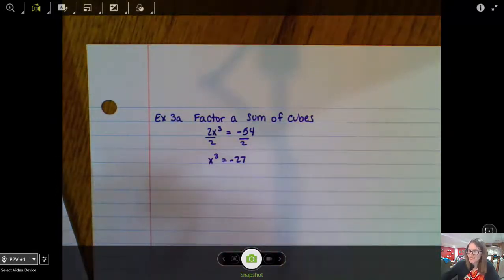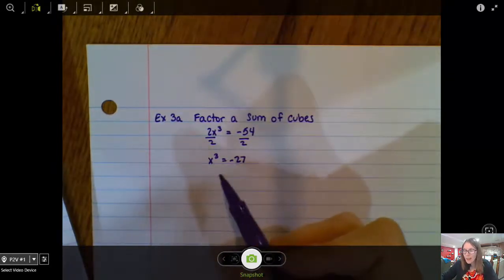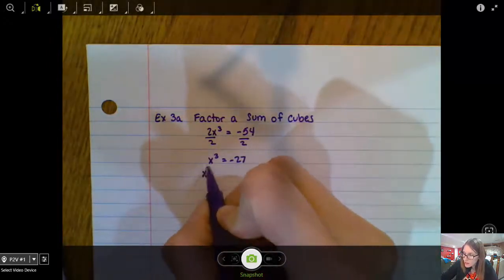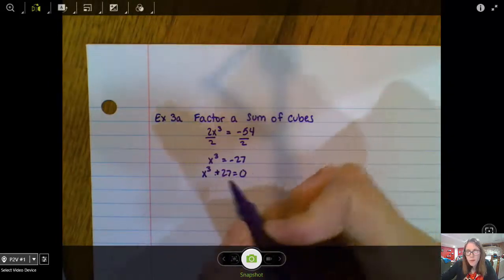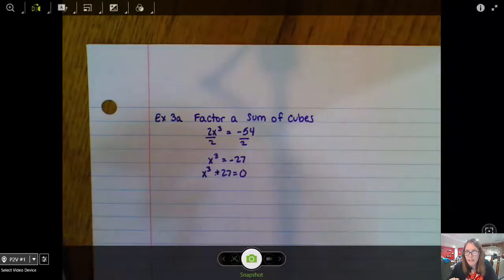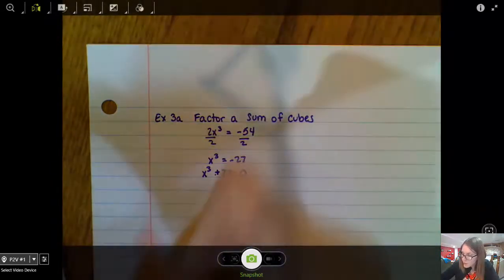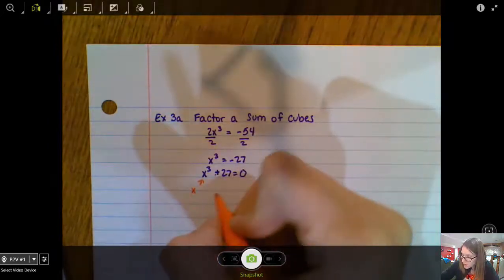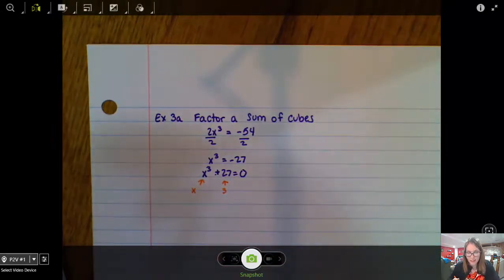From here, well, how do I get rid of this third power? Okay, maybe we don't know how to do that. But what we can do is make your equation equal 0. Add 27 to both sides. We get x to the third plus 27 equals 0. And this is a sum of cubes, because x to the third power is x cubed, and 3 to the third power is 27.